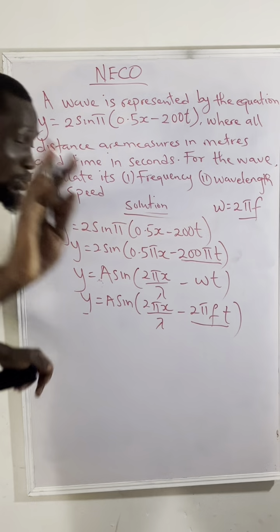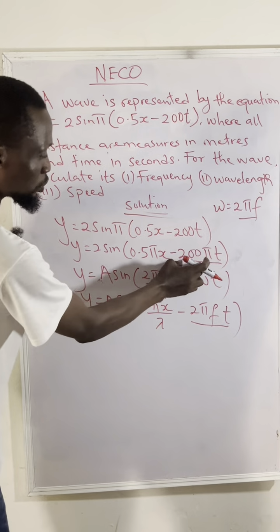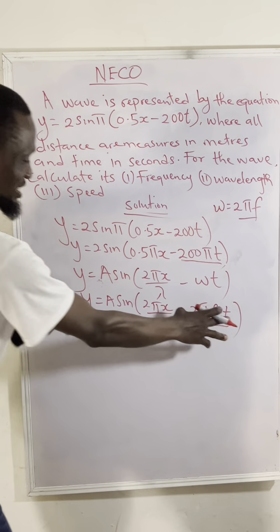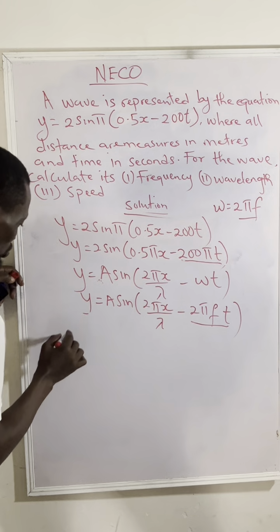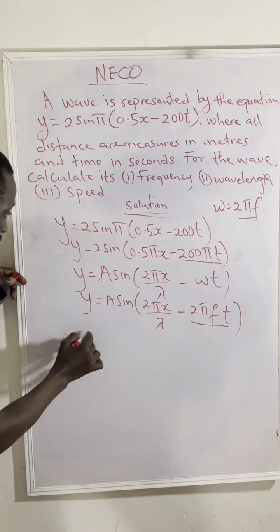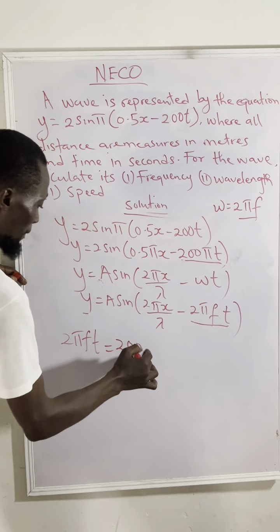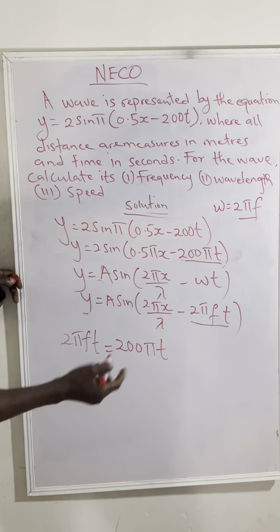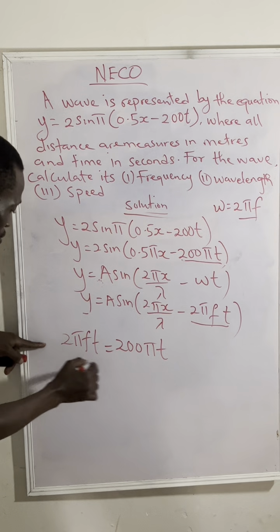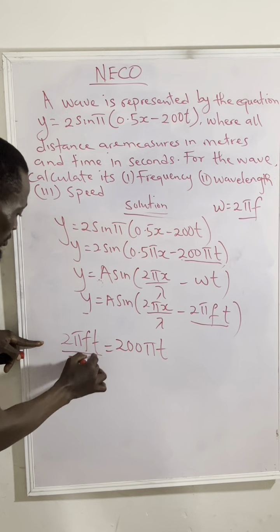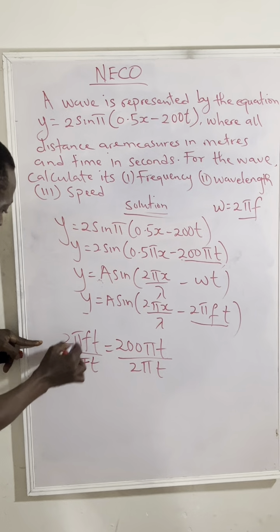Am I right? So what we are going to say is that 2πft here should be equal to 200πt, because this side must be equal to this side. That is exactly what we are trying to say. From the general equation, 2πft must be equal to 200πt. I'm looking for my frequency, and what is disturbing it is 2πt, so I'm going to divide both sides by 2πt.